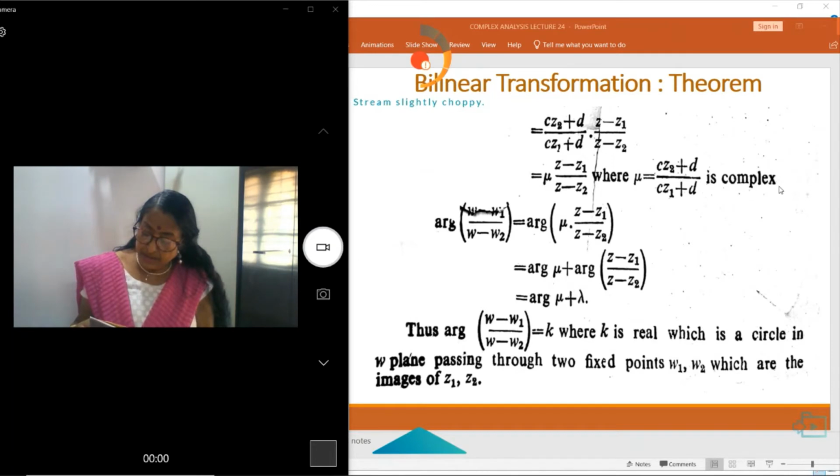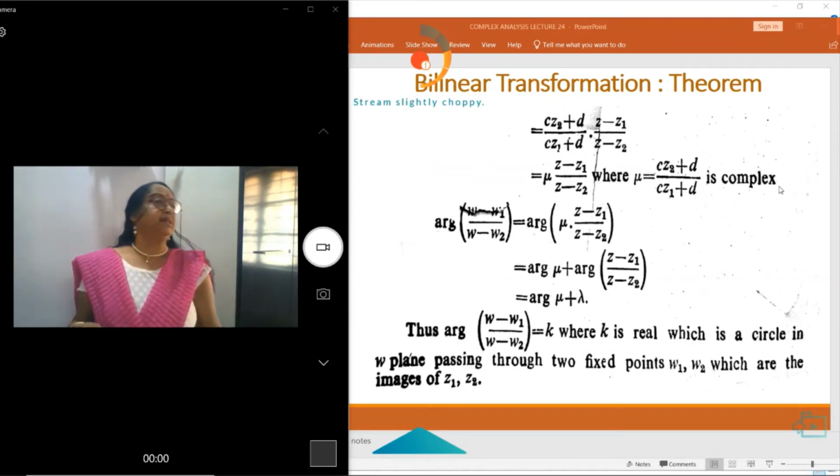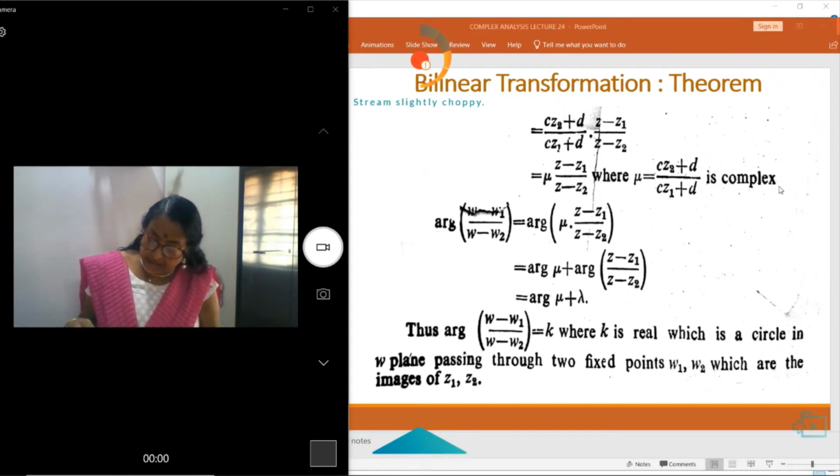So the argument of (w - w1)/(w - w2) can be written as the argument of mu into (z - z1)/(z - z2), which is equal to arg mu plus arg((z - z1)/(z - z2)) = arg mu plus lambda, and this can be written as k, where k is a real number, which is a circle in the w plane passing through two given points w1 and w2, which are the images of z1 and z2. So this represents a circle.